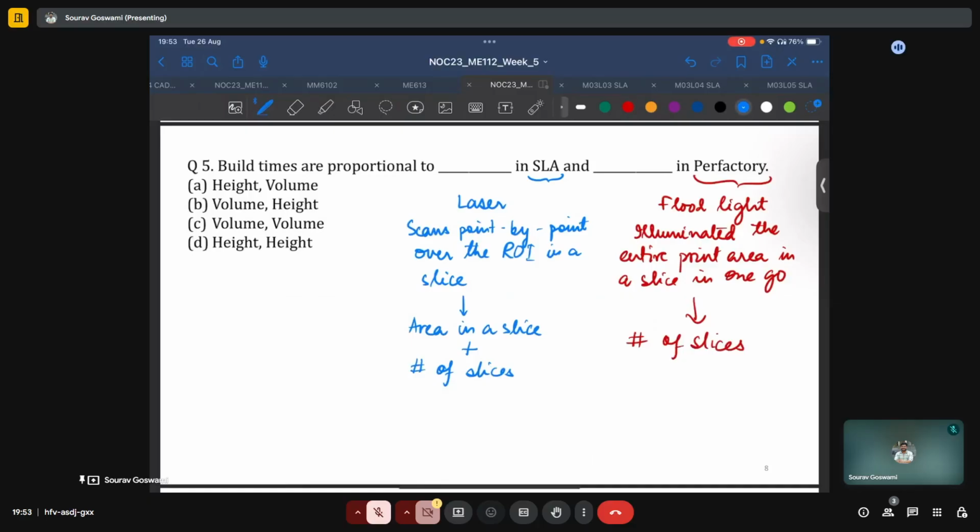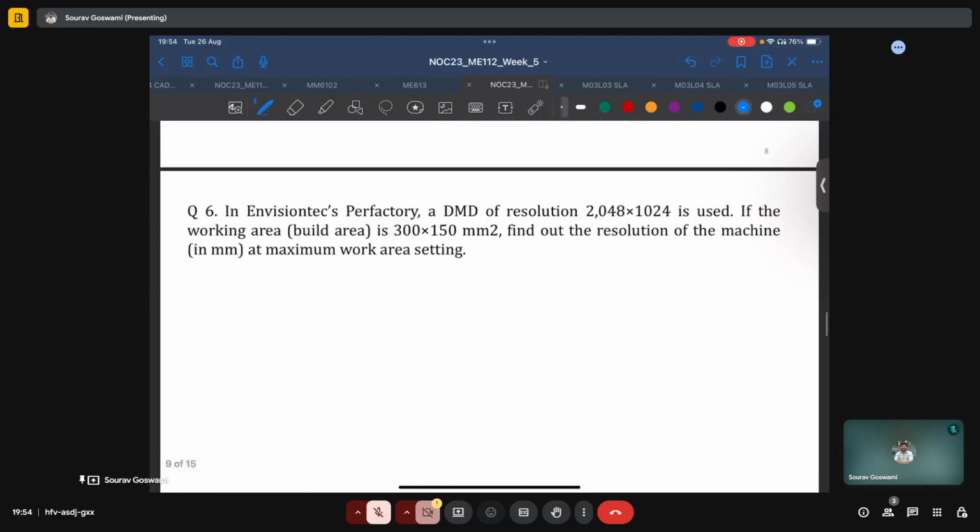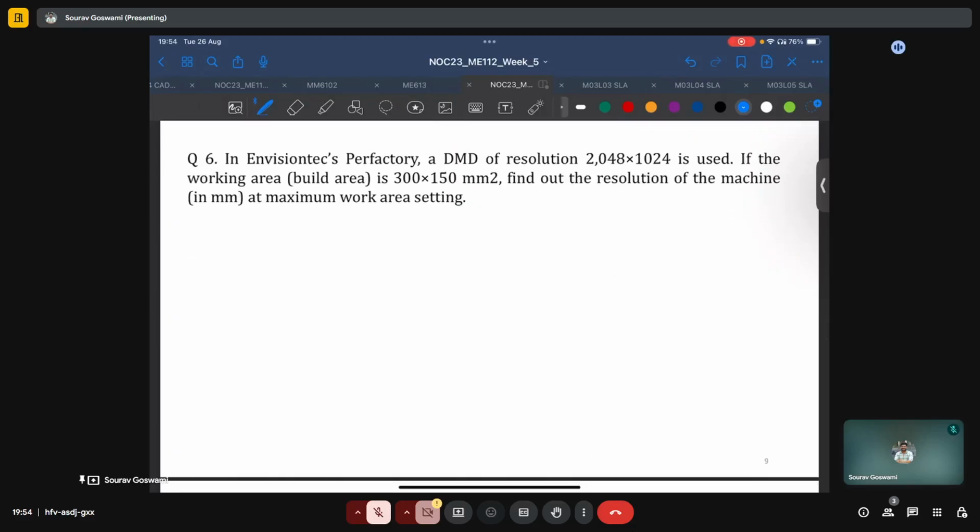Hence, in a way, it can be seen that for Perfactory, we are concerned with the height of the build part. Whereas in the case of SLA, it's the height, but also the area per slice, the product of which gives us the volume. So in the first case, it is the volume for SLA, and for the second case, it is height for Perfactory, and we see that option B is the suitable option here.